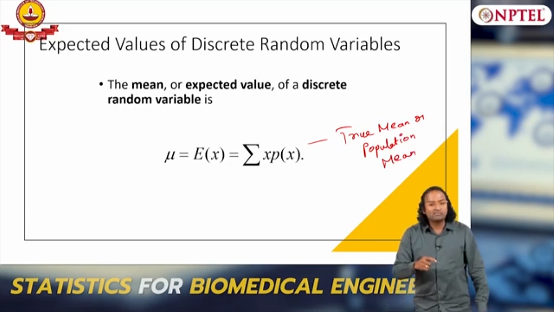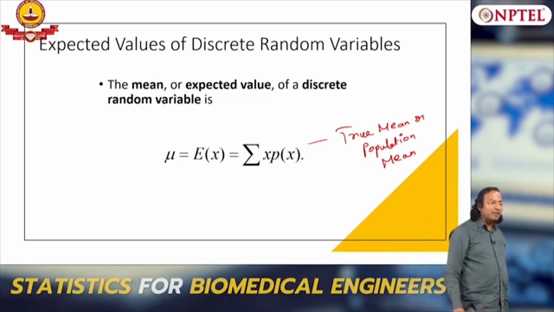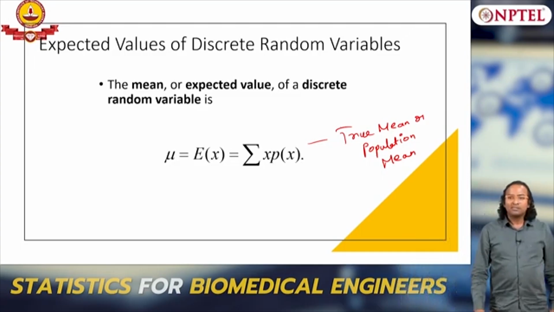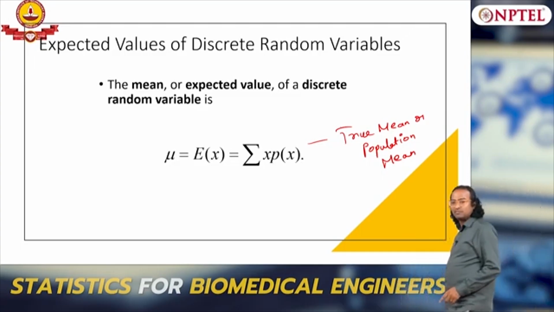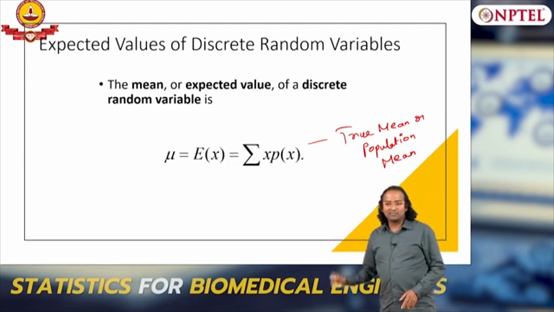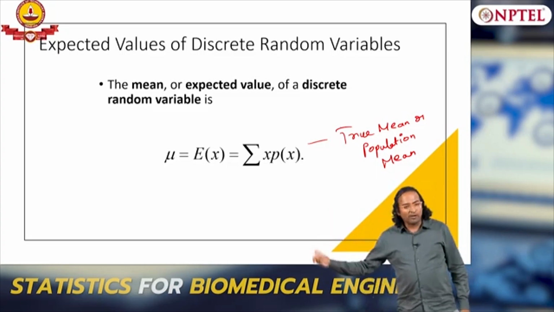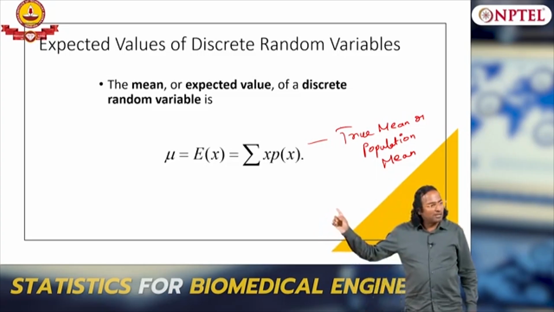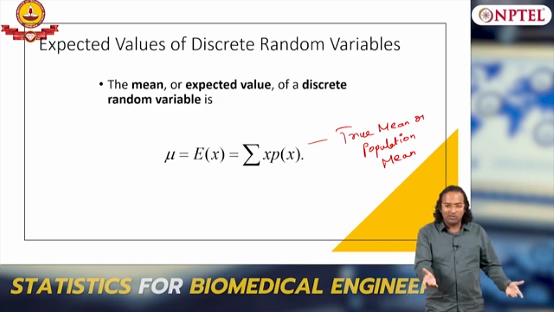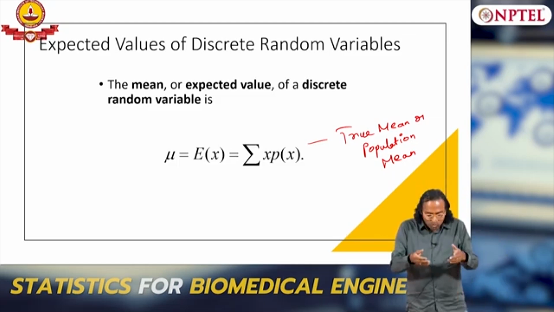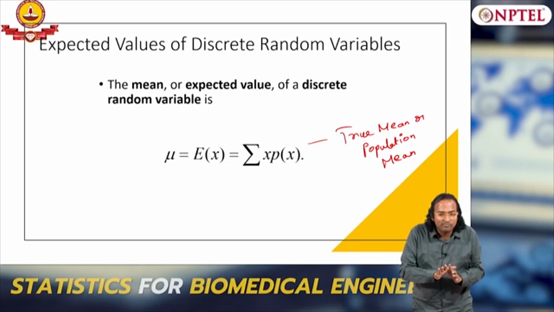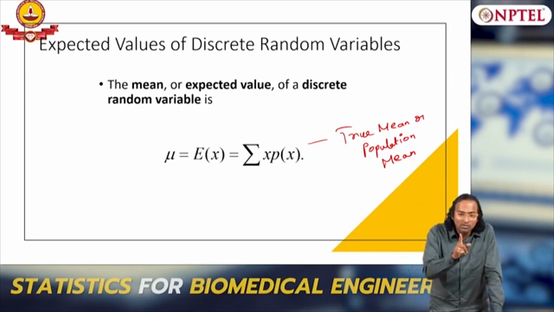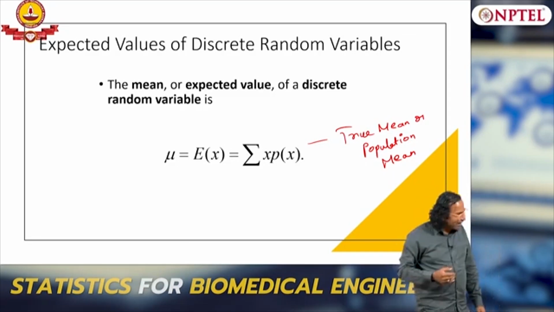Now can I know this? Can I know the true mean? Can I know the truth? Why? Look at the formula. It is multiplied with the probability distribution itself. Anyway, the probability distribution is not known. So, true mean is also not known to you. Then why am I learning this?